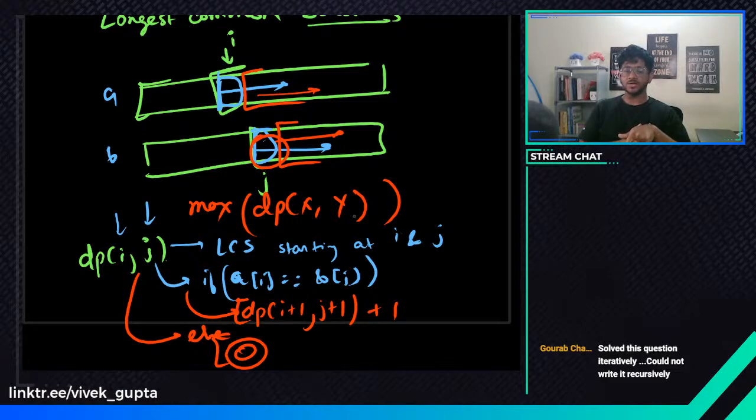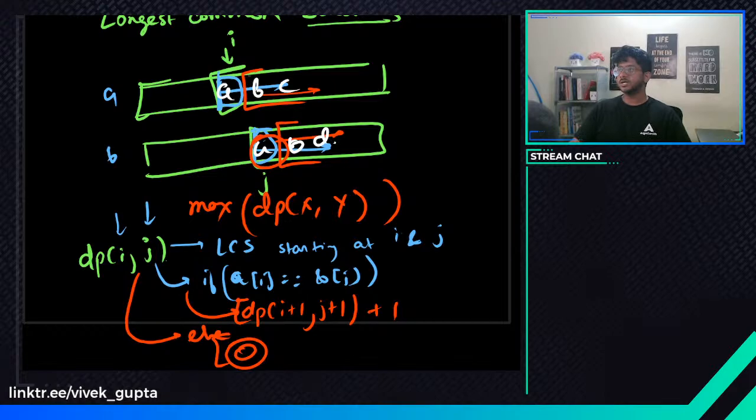You can solve this question iteratively, or write it recursively. Yeah, this is how you can write it recursively. We'll write the code at the end. Okay, so this is how you write longest common substring. The way it works is that if you have a b c over here and a b d over here, it will find the longest between these two, which is just b, and then it will add one more over here, so it will get 2 as the answer.